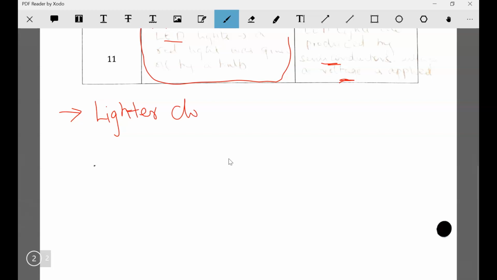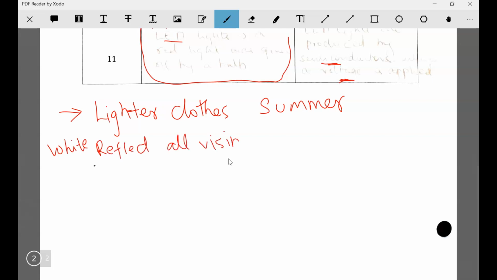We wear lighter clothes in the summer because we know white clothes reflect. So white colors reflect all visible light, and they also reflect IR rays. Because they reflect all these things, they keep you cool. I mean, I wouldn't say keep you cool. They make you get less hot during the summer.